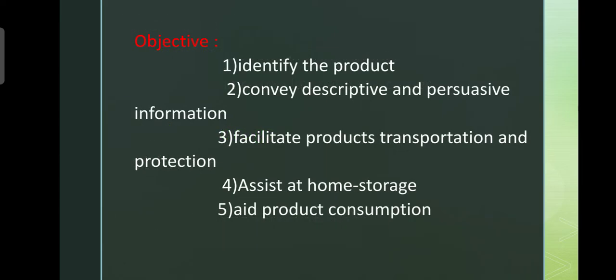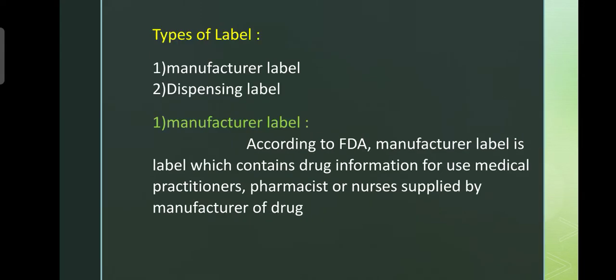The objectives of labeling are, first, identify the product, second, convey descriptive and persuasive information. Third, facilitate product transportation and protection. Fourth, assist at home storage. Fifth, aid product consumption. Types of label: manufacturer label and dispensing label.